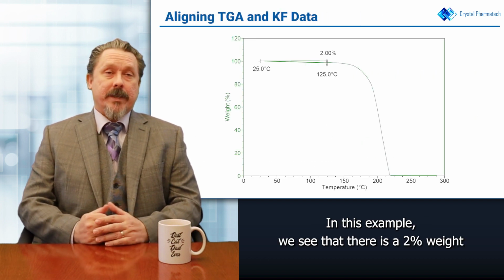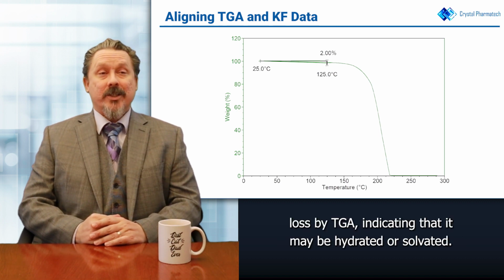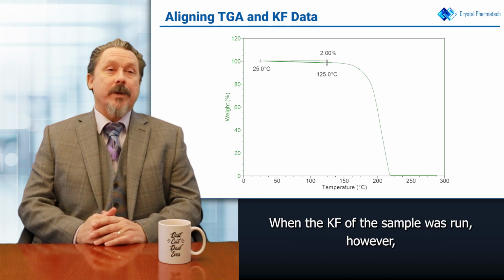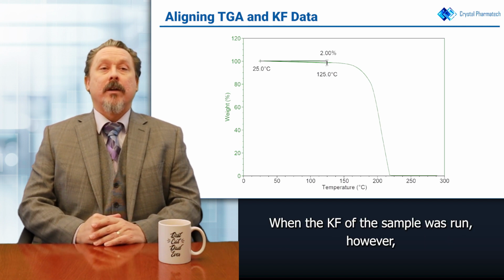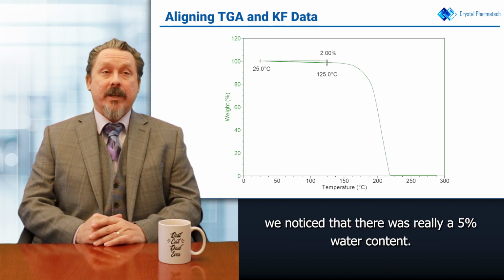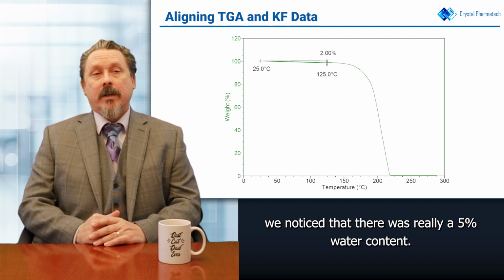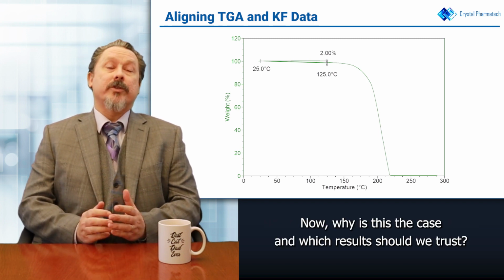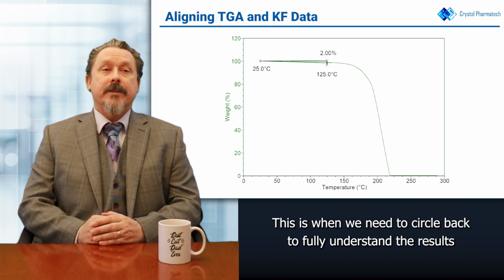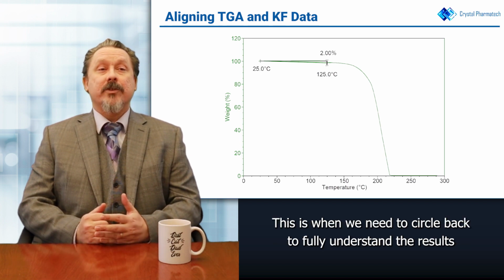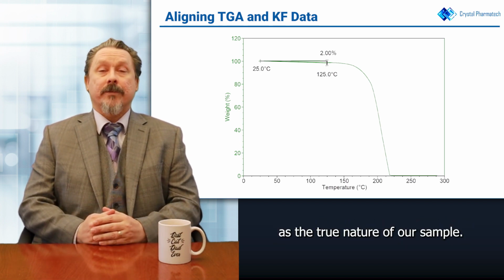In this example, we see that there is a 2% weight loss by TGA, indicating that it may be hydrated or solvated. When the KF of the sample was run, however, we noticed that there was really 5% water content. Now, why is this the case, and which result should we trust? This is when we need to circle back to fully understand the results as the true nature of our sample.